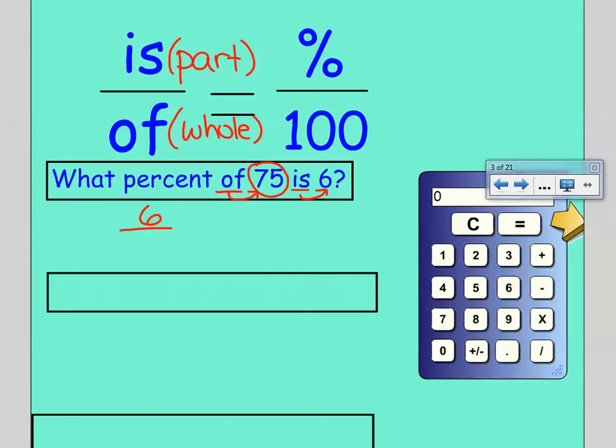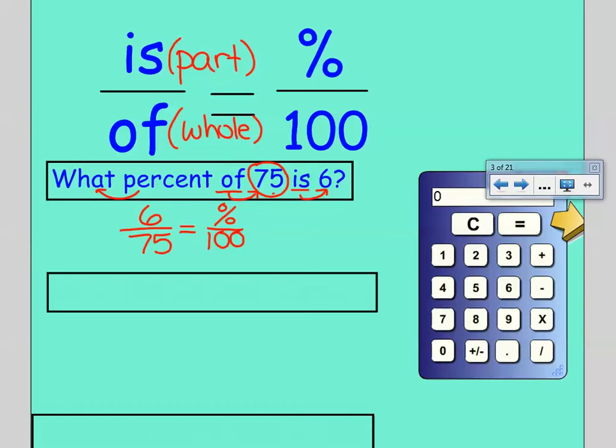In my denominator, I have the word of. Well, 75 matches up with the word of according to my problem, so I'm going to put 75 in the bottom. Now, I don't have a percent. In fact, the word what is next to the word percent, so percent is what I do not know. So I'm going to leave that blank, and then I always know the number 100. So this is how I would write my proportion in order to solve it.